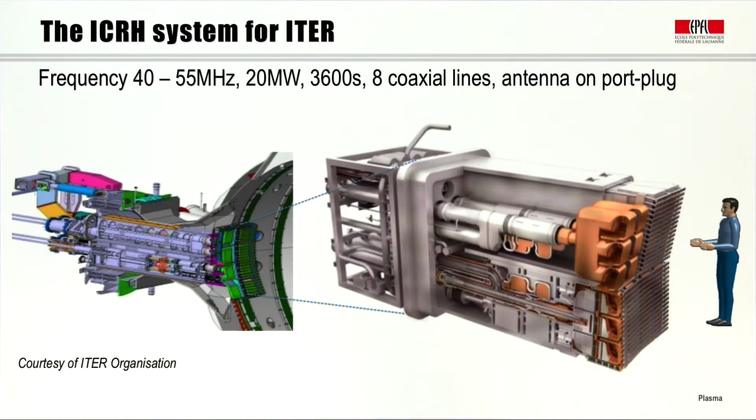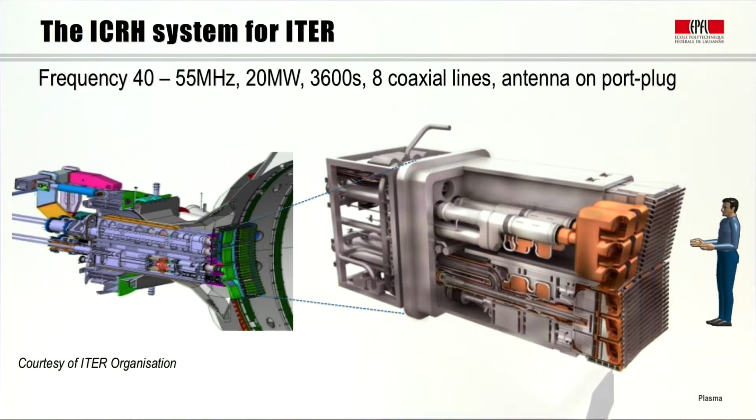We can briefly take a look at the system for ICRH that's foreseen for ITER. The frequency is actually very similar to that in JET, between 40 and 55 megahertz, power up to 20 megawatts, and for a duration of 3,600 seconds. There are 8 coaxial lines, and one of the features that characterizes the ITER system, and that's been tested in JET using the so-called ITER-like antenna, is that the antenna has to come on a port plug. So in other words, it has to be inserted as part of an arm that comes into a port, into an opening of the vessel.